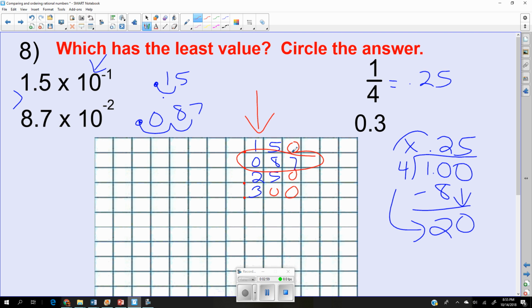So you got to think about what order we just did it in. This was the second one we did, which is this one. So that one's the smallest. And there's the answer to number 8.